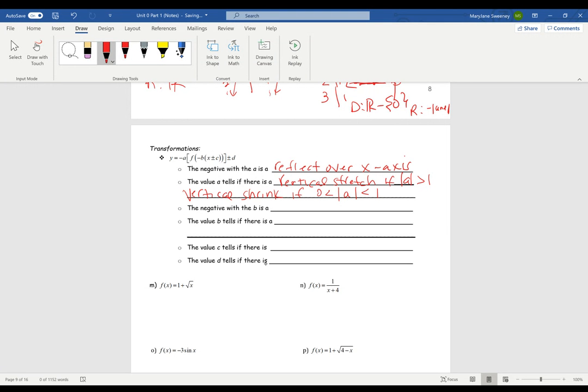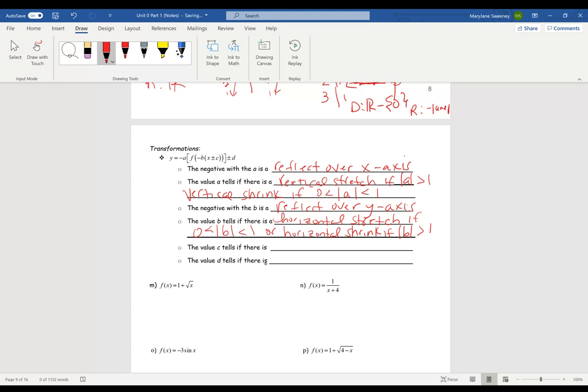B being negative, so inside the parentheses, that's a reflect over the Y. If you think about it, that means the X is negated. If X is negated, it's a reflect over the Y. B tells us if there's a horizontal stretch, if the absolute value of B is between 0 and 1, or horizontal shrink if the absolute value of B is greater than 1.